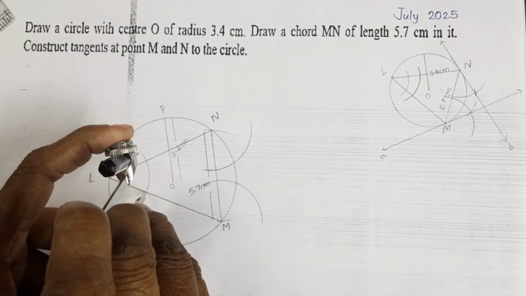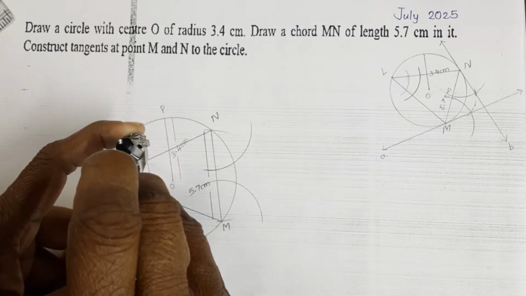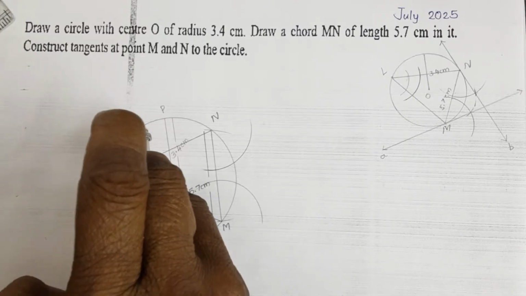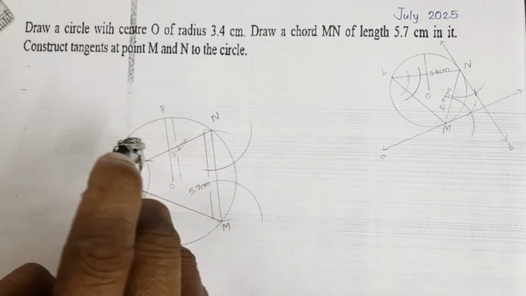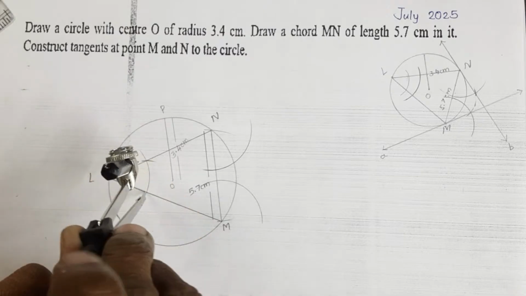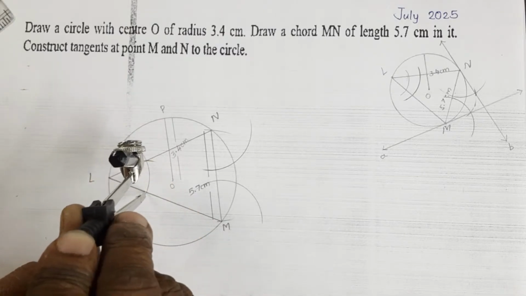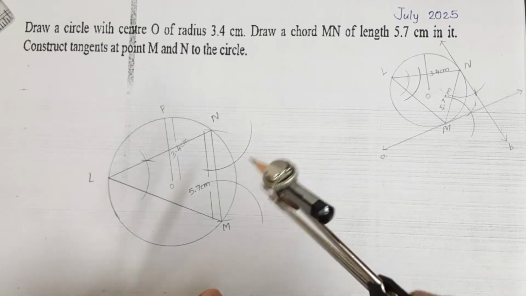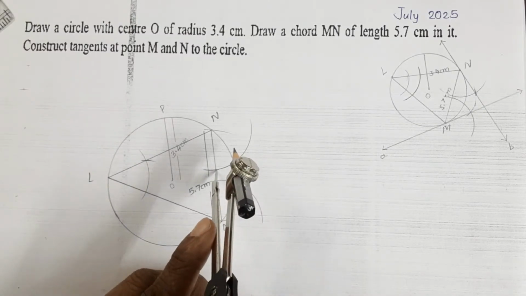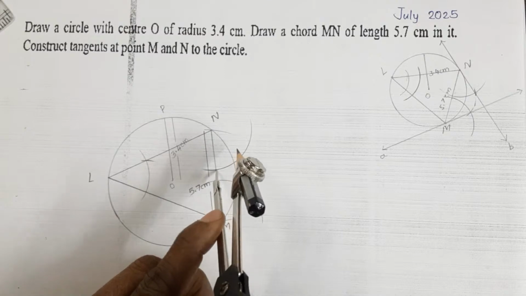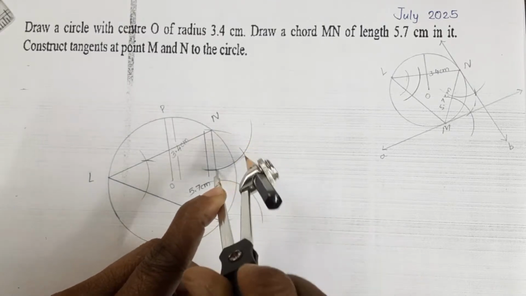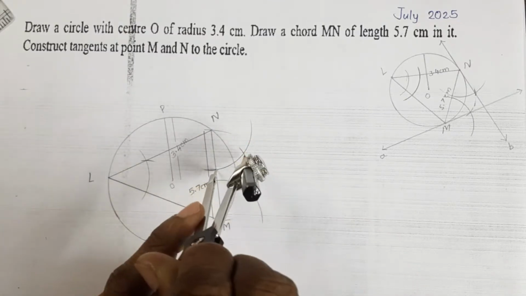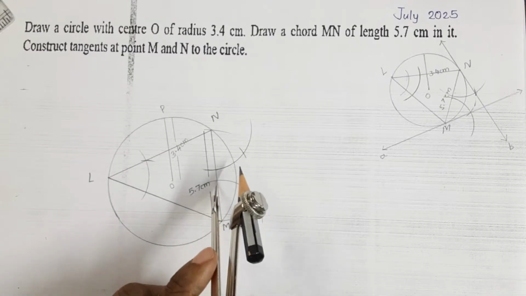Then take the distance between the arcs, such a way. This way you make the arc here. See here students. Then take this distance from the arc to this chord, this way, and intersect this arc.